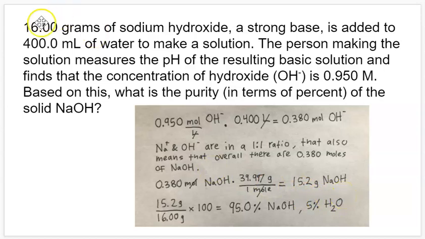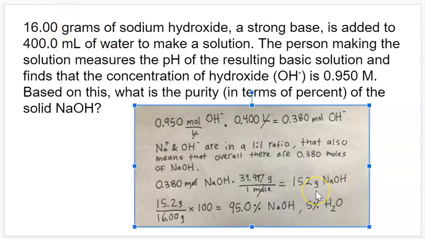So even though we started with 16 grams of sodium hydroxide overall, only 15.2 grams of that was actually sodium hydroxide. The other 0.8 grams was water that had absorbed into the solid from the air. To figure out the percent purity, we take the actual mass of the sodium hydroxide, divide by the mass of the solid overall, multiply by 100, and we end up with 95%. So our 16 grams of sodium hydroxide that we weighed out had 95% purity.